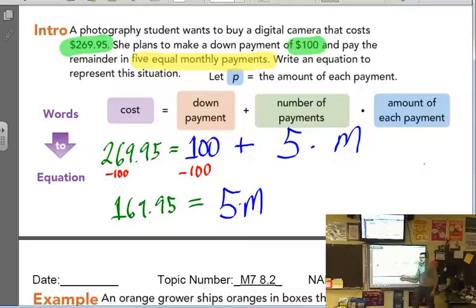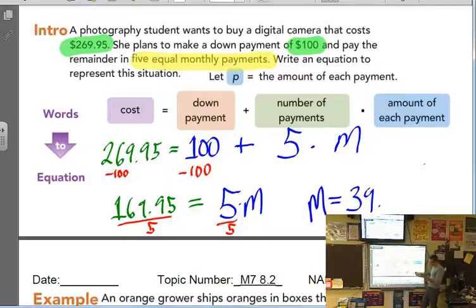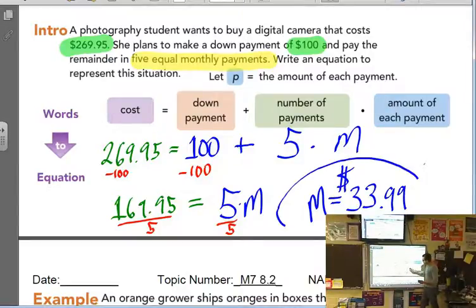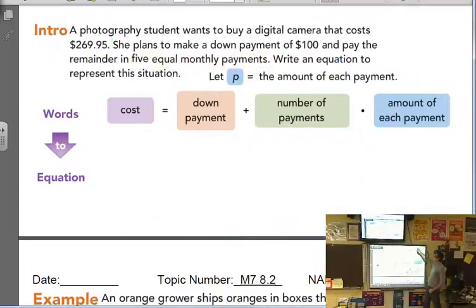Now that I have my 5 monthly payments isolated, I'm just going to divide by 5 on both sides. And that is kind of awkward just because of this 95 cents. So when we divide that out, we get that each monthly payment is going to be $33.99. So essentially $34. Each month she'd owe that much more, and at the end of that, she would be able to then get her digital camera.